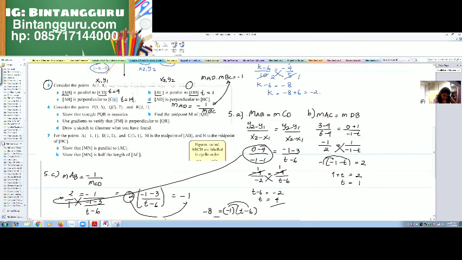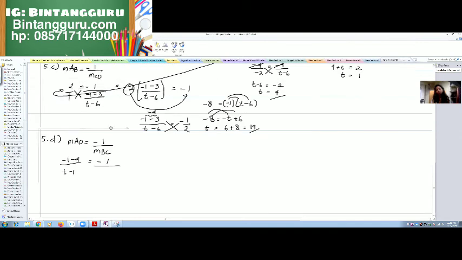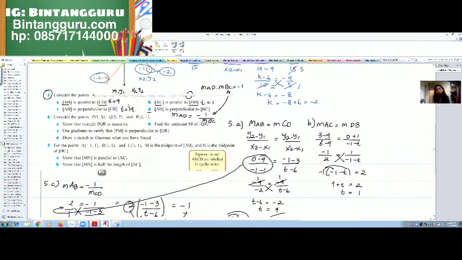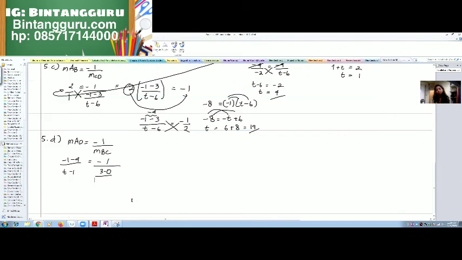Oh, okay, we haven't found that yet. So mBC will be, this is B, this is C, so 3 minus 0 and 6 plus 1. Yeah, so 3 minus 0 and 6 plus 1. Yeah, correct. Okay, and we have to do cross multiplying.